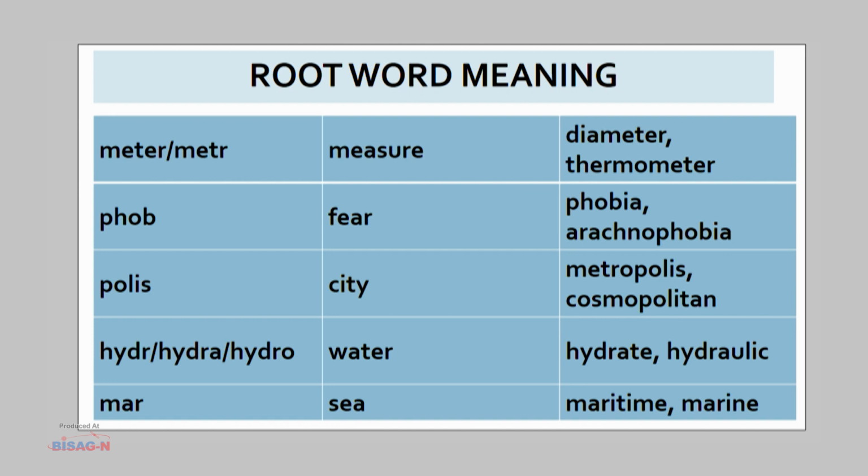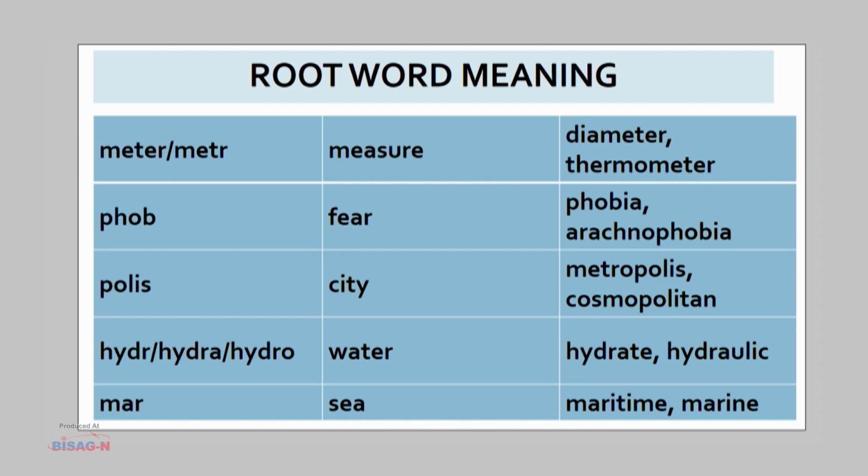Cosmopolitan, again, polis, poly, is coming. So poly means city. Cosmopolitan means people from different backgrounds and different cities coming and settling in one place, and that is known as a cosmopolitan city.